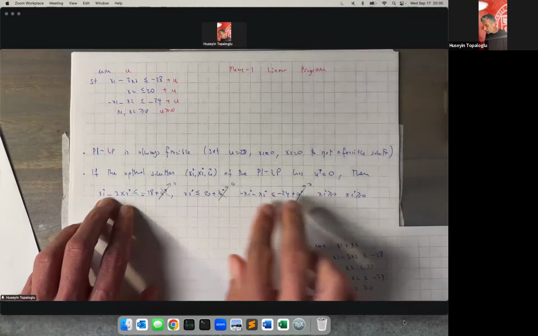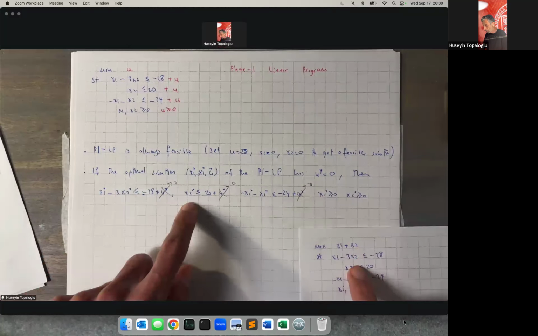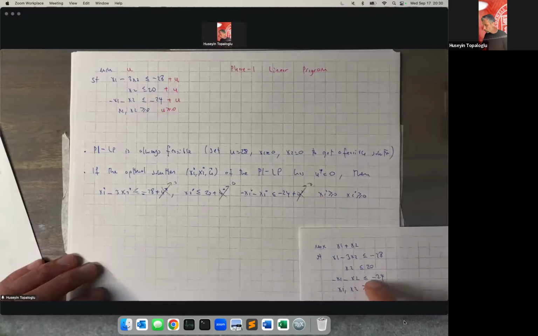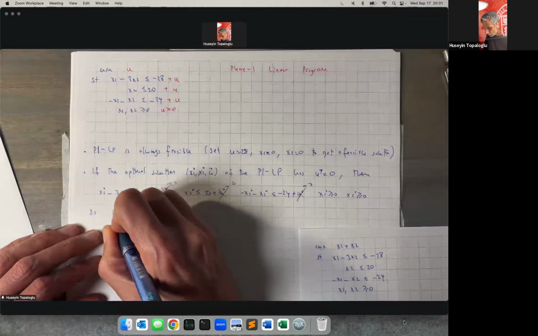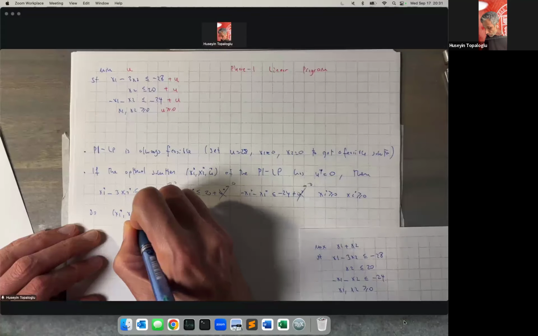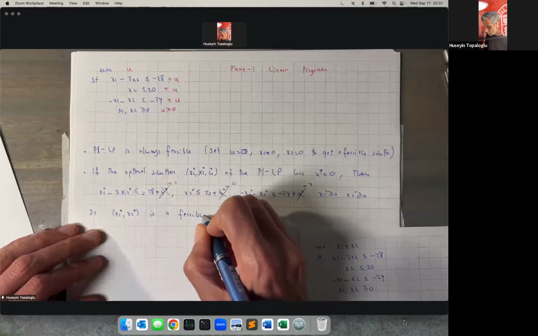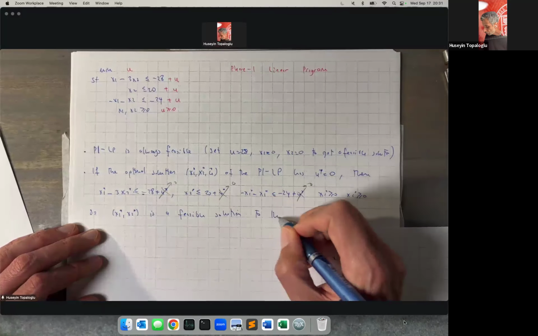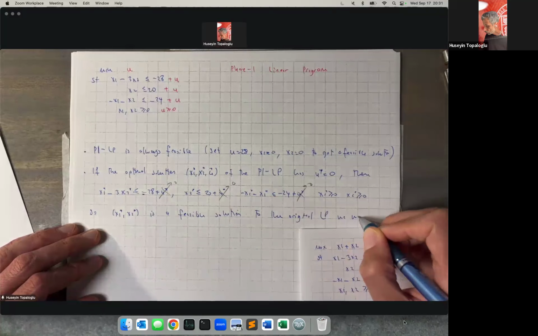then the values of the x's at the optimal solution to the phase 1 linear program satisfy all of the constraints in my original linear program, so they're a feasible solution to the original linear program that I would like to solve. So x1 star, x2 star is a feasible solution to the original LP we want to solve.